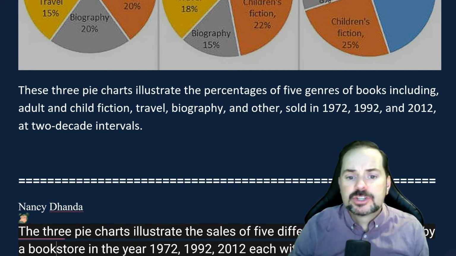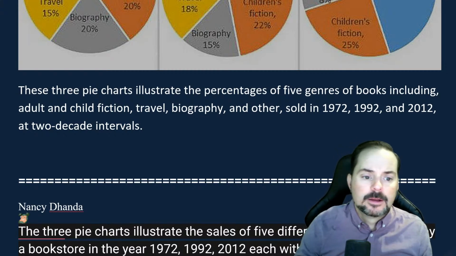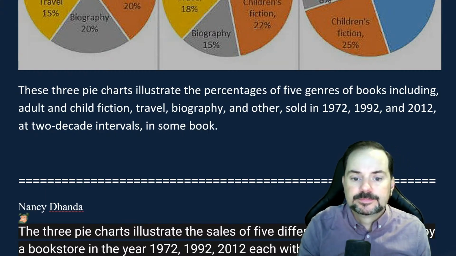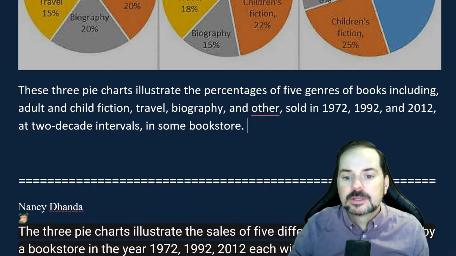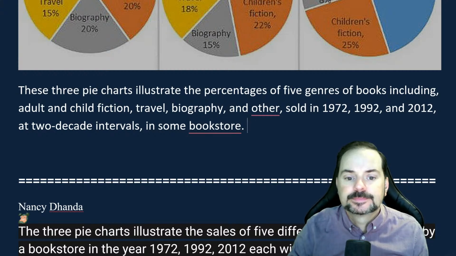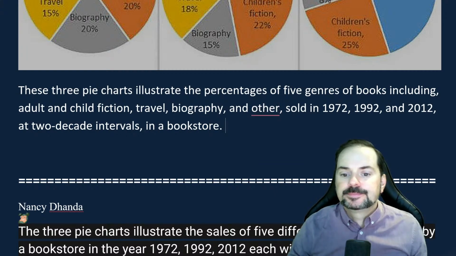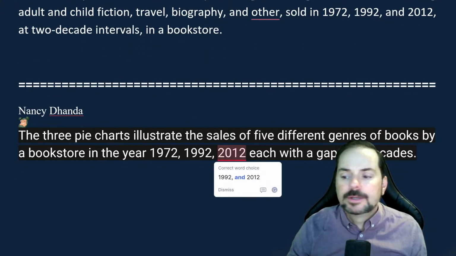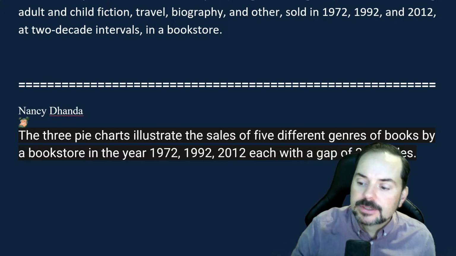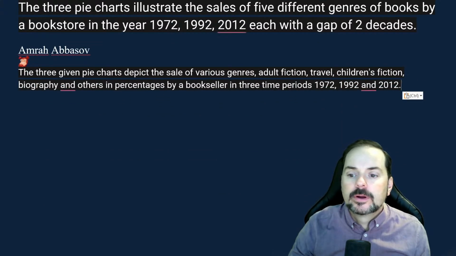So these 3 pie charts illustrate, okay, in a bookstore, in some bookstore. Yeah, let's add that in. See, we can learn from each other, okay? All right. Good. Let's take a look at what Amra has written. Okay, Amra.